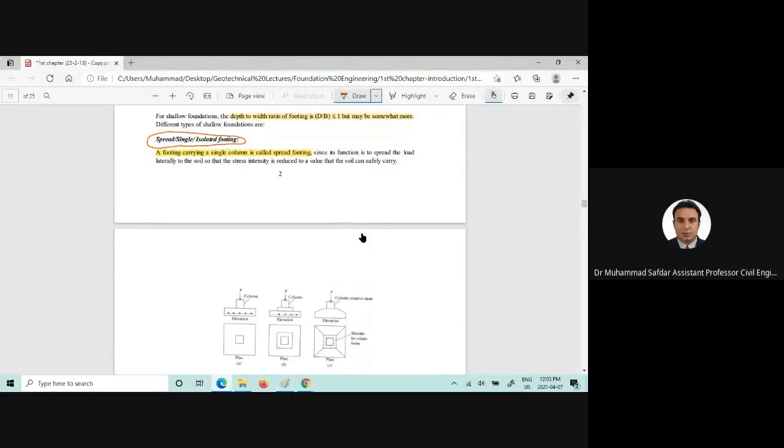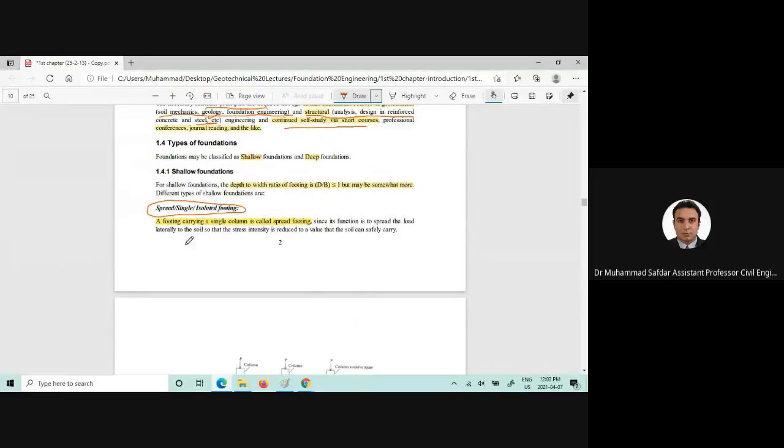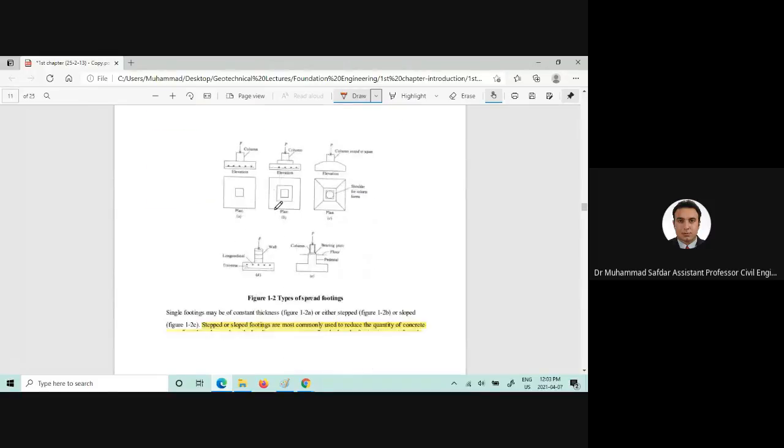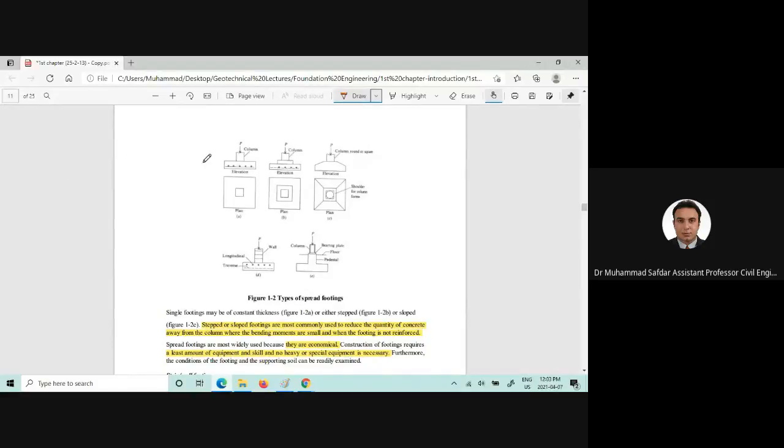Now, going into the different types of the shallow foundations, if you want to transfer that load, it can be a spread, single, or isolated footing. There are different shapes of the single or isolated footing. You can see there are steps involved. It may be sloped as well.